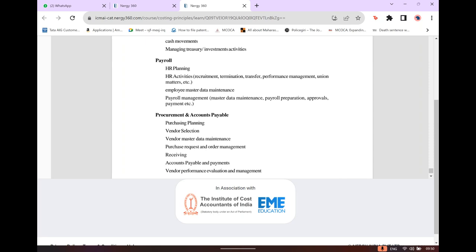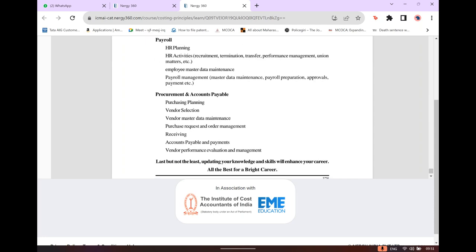Procurement and accounts payable. So purchase planning you will be involved in. Vendor selection, you take quotations from the vendors and you select which is the lowest and best option available. Then vendor master creation, you have to do and maintain that. Purchase request and order management, whenever purchase orders have to be issued, we have to do that. Then whenever the goods are there, you have the GRN and all, you account for the GRN, you receive the goods.